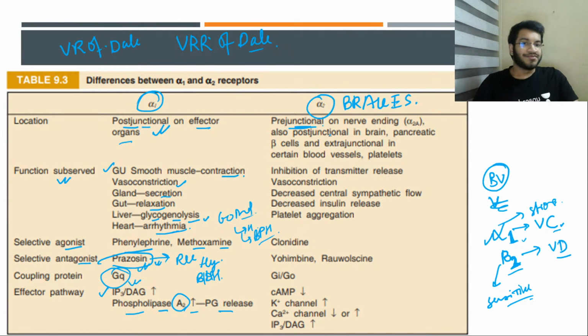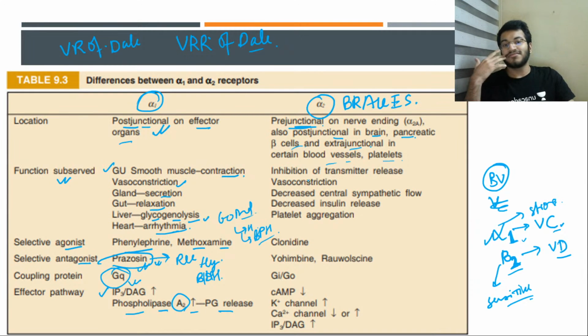Then alpha 2, those are the brakes. So they are pre-junctional on the nerve ending, right? And also post-junctional in the brain. So mainly they are pre-junctional, right? And the pre-junctional one's main effect comes. Pancreatic beta cells, extrajunctional in central blood vessels, platelets and all of that are also here, but as such it does not produce any functions.